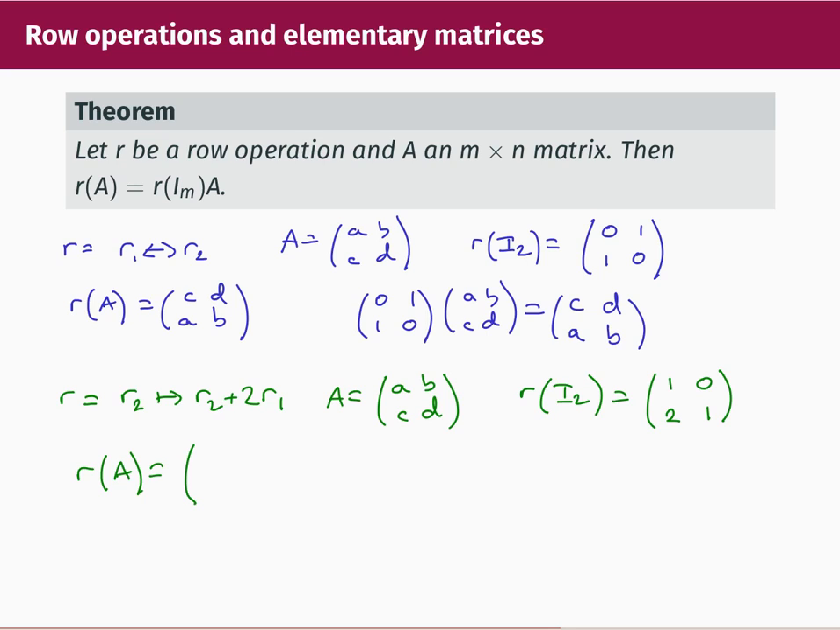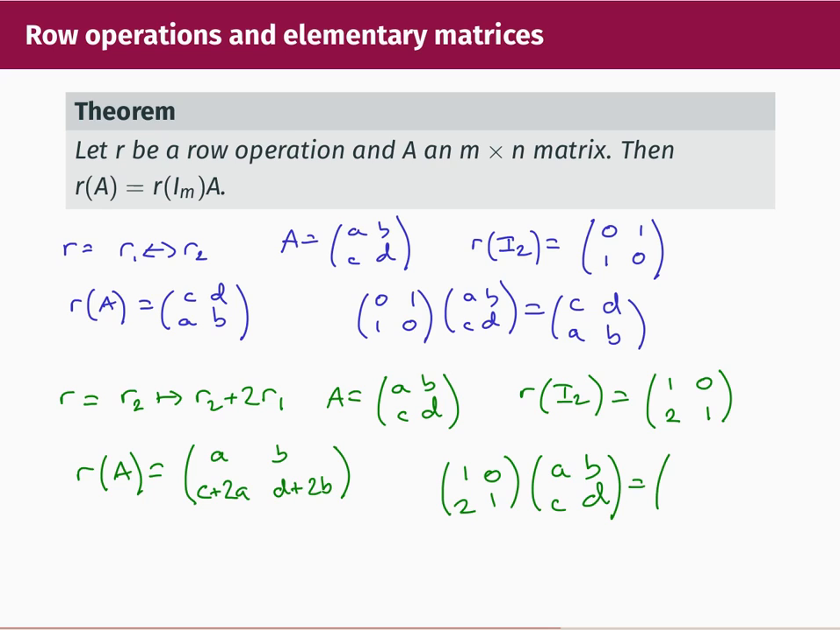So we should work out R of A. I have to add 2 times R1 to R2, so I'll get R1 unchanged, and row 2 will be C plus 2A, and then D plus 2B. So let's now work out R of I2 times A: 1, 0, 2, 1 times A, B, C, D.